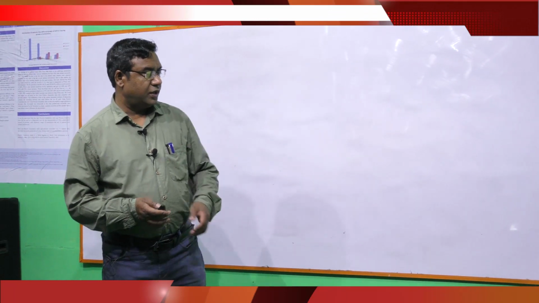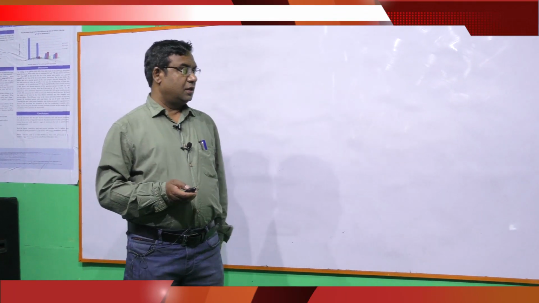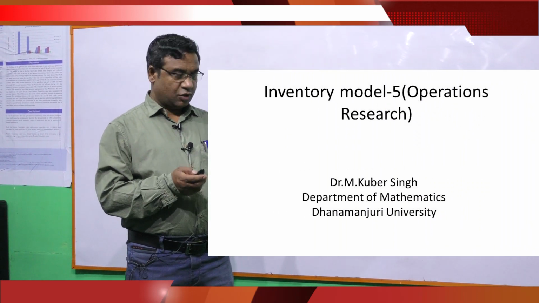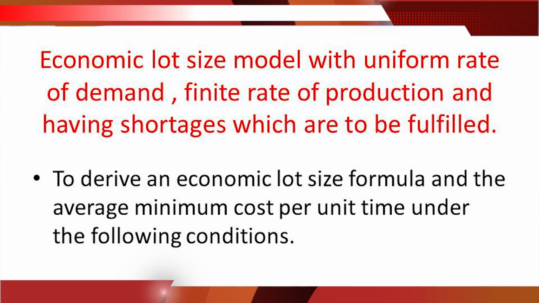Good morning, dear students. Today, let us discuss inventory model 5 under operation research: economic lot size model with uniform rate of demand, finite rate of production, and having shortages which are to be fulfilled. We have to derive an economic lot size formula and the average minimum cost per unit time under the following conditions.